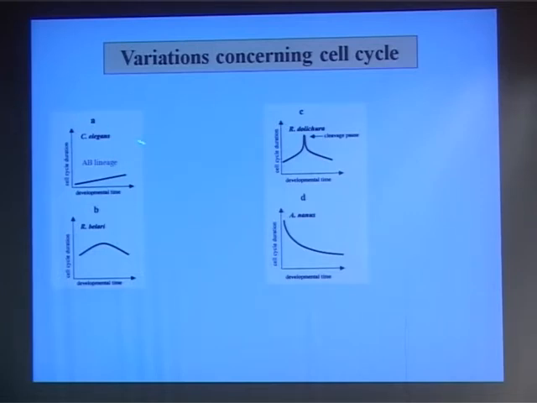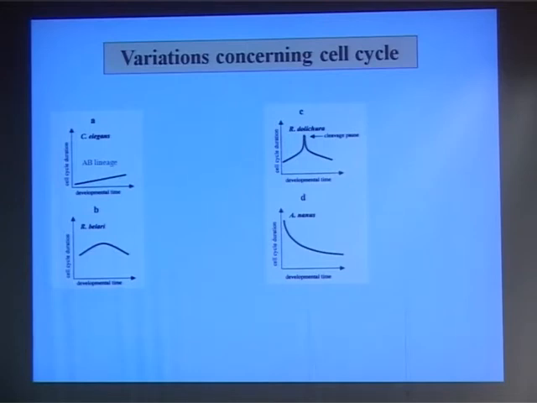Here is a case of C. elegans, our standard, and I just want to look at the divisions in the AB lineage. The question: how long does one cell cycle from one division to the next take? And the answer is, in C. elegans, if you start with the two cell stage, cell cycles become longer and longer and longer.